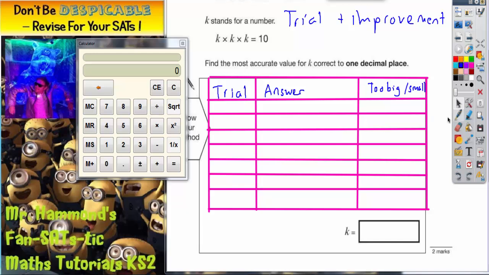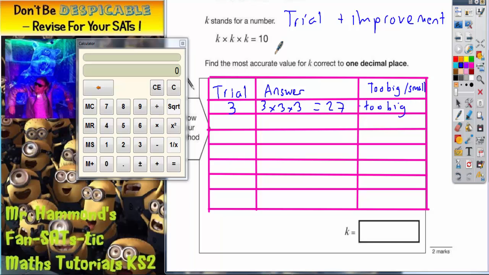Now we don't know yet how many rows we will need in this table. We may need more rows than this, we may not need all of the rows, we don't know yet. Now this is how trial and improvement works. We try a number first of all that we think might work. So let's try 3. If our trial is 3, then if we replace all the k's with 3's, we would have 3 times 3 times 3, which we can do without a calculator. 3 times 3 is 9, times 3 is 27. And that is clearly too big.